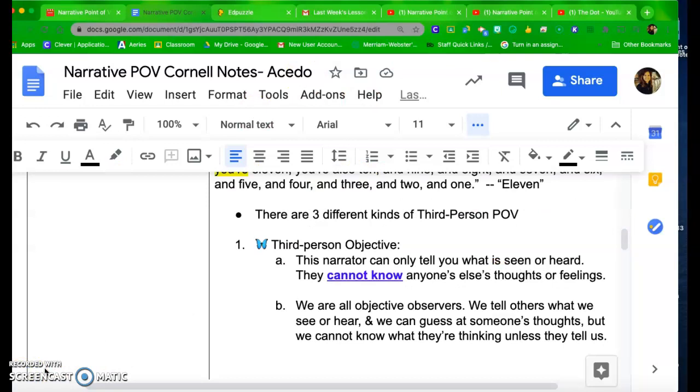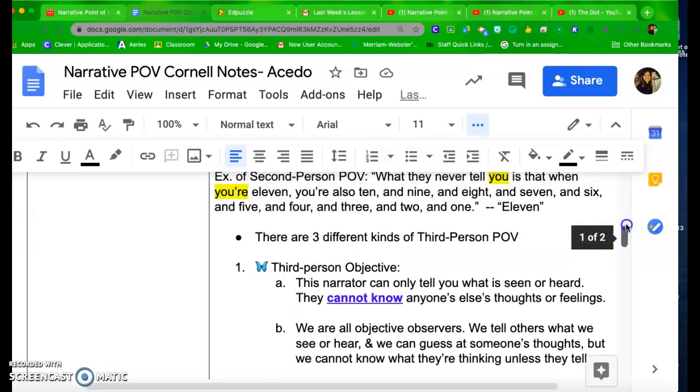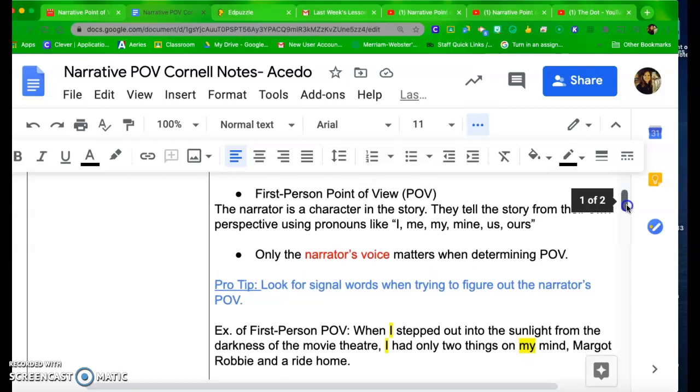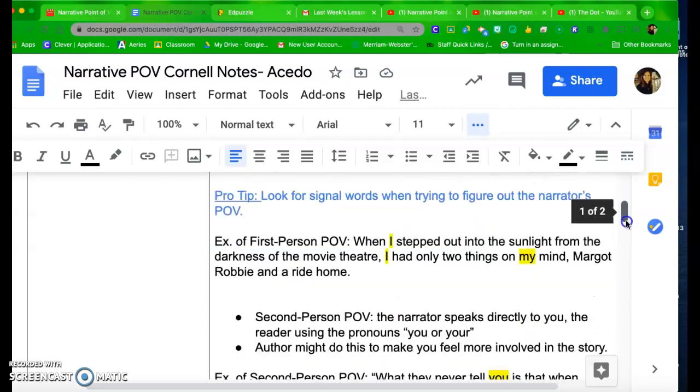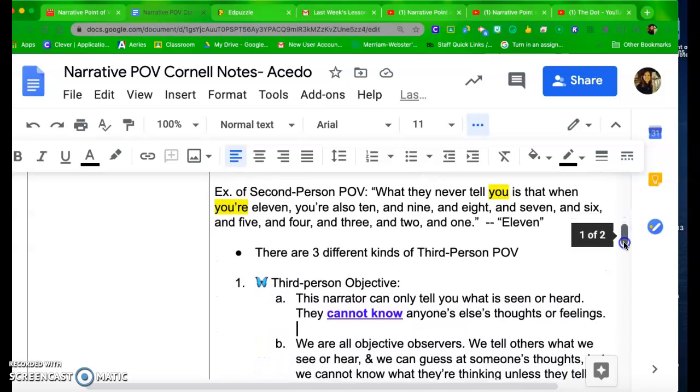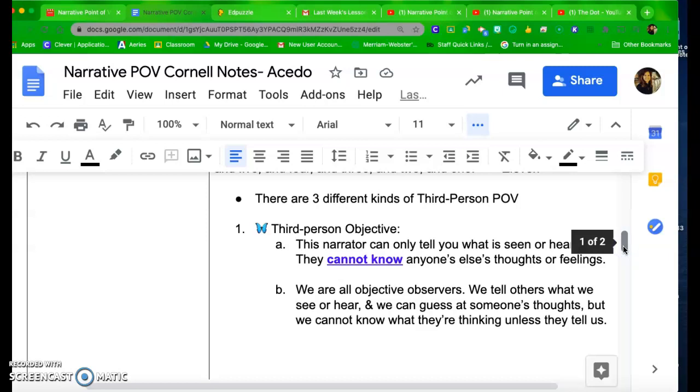So there are three different kinds of third person point of view. As a quick review, so far we've learned about first person point of view, which is like your first person shooter RPG game. We've learned about second person point of view, which is kind of like the beginning of the story. And now there are three different kinds of third person point of view. I'm going to go from the fly on the wall perspective to the God perspective.